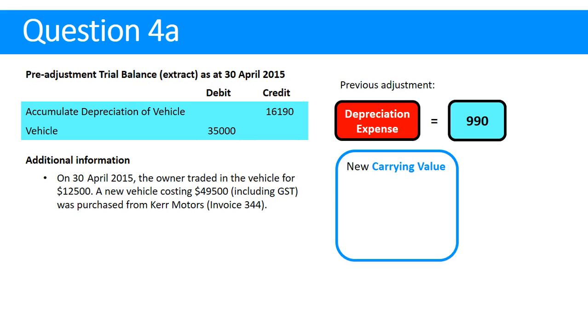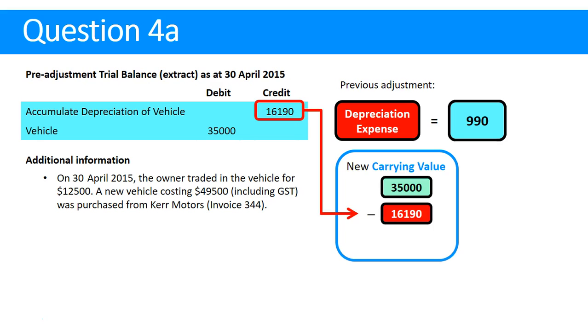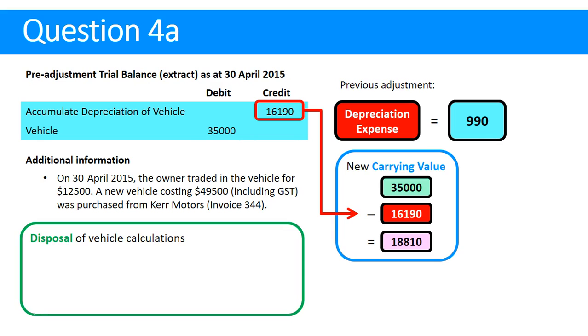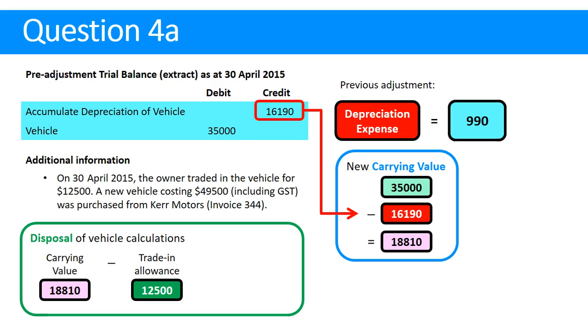And the reason we need that number is because the new carrying value will be $35,000 less $16,190, which is $18,810. And why is that number important? Because we've been told that when we dispose of this, the carrying value is now $18,810, and we're only going to get a trading allowance of $12,500. So if we do the maths on that, we're actually going to get a loss on disposal of $6,310.